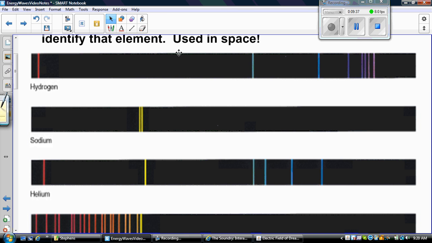Okay, I think I got it. Red light, some blue lights, and some violet lights. And it's like a fingerprint. No other element will have this band of light fingerprints. That's what we call the emission spectrum.